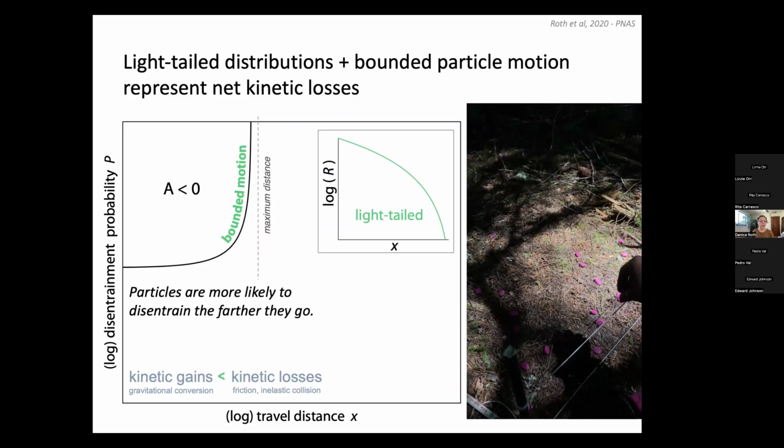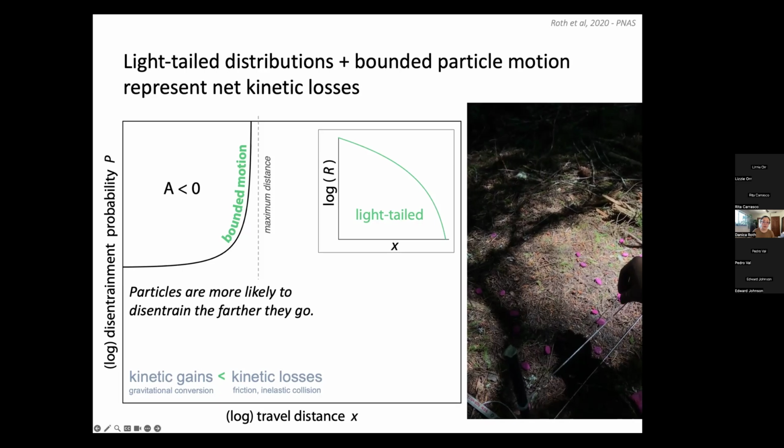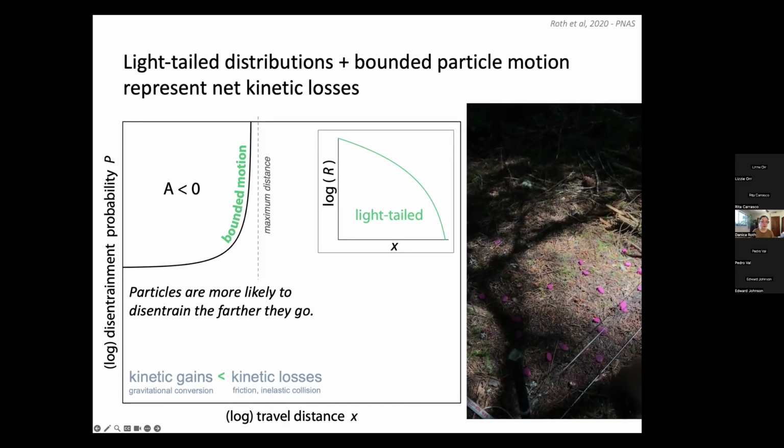So here we're looking at a light-tailed distribution, and this is associated with what we call bounded particle motion, meaning that particles are increasingly likely to disentrain the farther they travel, which represents the outcome of net kinetic losses. So friction and inelastic collisions are winning here. For example, from some rock drop experiments, there is some maximum distance that bounds particle travel distances. So fluxes will be very short in this kind of condition.